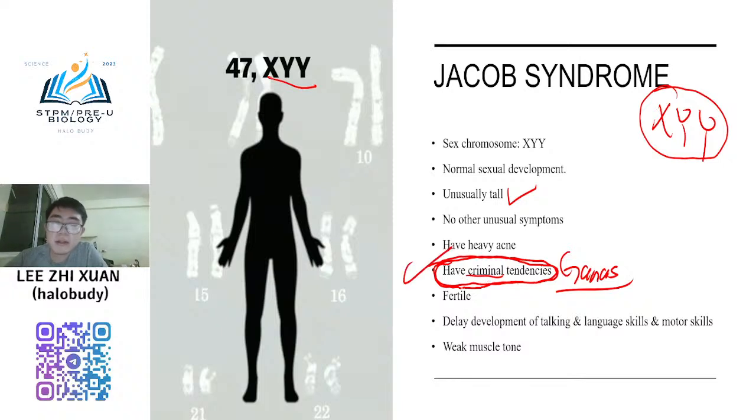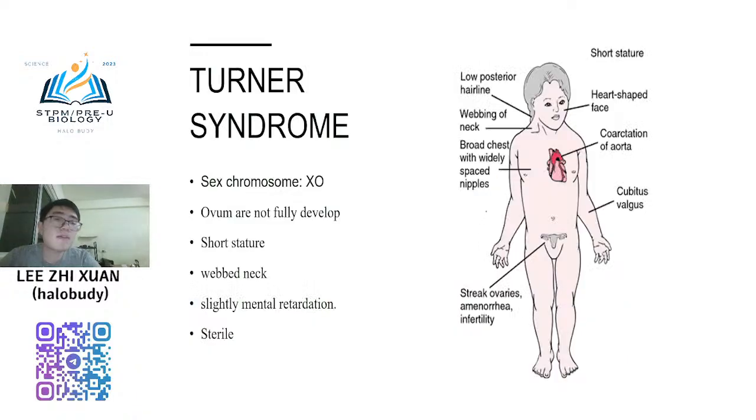Ini memang main characteristic. And then this one is also delay development of talking, language skill and motor skill, and weak muscle tone. So ini Jacob syndrome. Okay, another one is Turner syndrome. Yang ni pun famous, XO. Ini female but it only has one X chromosome only.